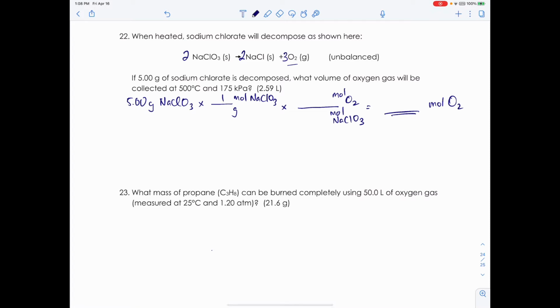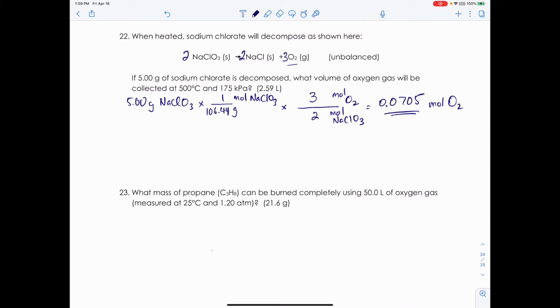So using the molar mass, grab a periodic table: sodium 22.99, chlorine 35.45, and 3 oxygens at 16. The molar mass is 106.44 grams per mole. And using the balanced equation, 3 moles of oxygen come from 2 moles of sodium chlorate. So 5 grams divided by 106.44, and then times 3/2 will produce, keeping 3 significant digits, 0.0705 moles of oxygen gas.